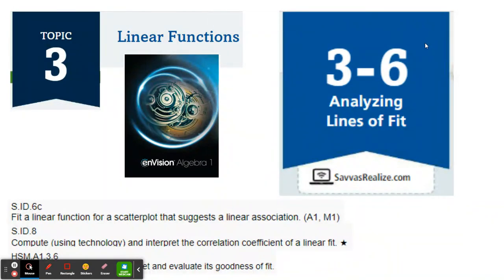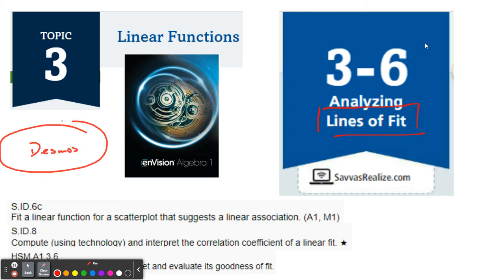Hello, algebra students, and welcome to the first video for lesson 3.6, talking about analyzing lines of fit. We talked about lines of fit last lesson in terms of our linear relationships. Now we'll continue on and analyze them. We're going to use the Desmos graphing calculator a lot today, so make sure you have that pulled up.